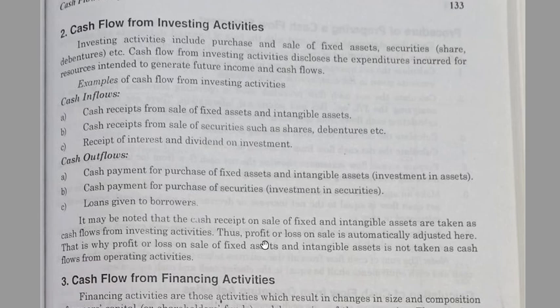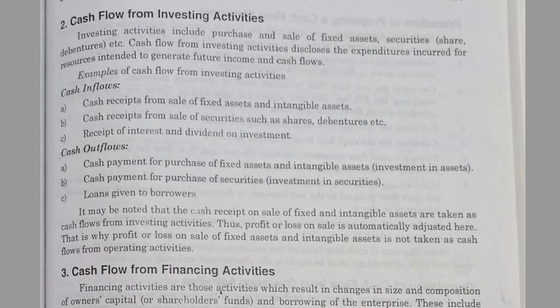Now moving on to your investing activities. Investing activities basically include purchase and sale of fixed assets, securities, etc. Cash flow from investing activity discloses expenditure incurred for resources intended to generate future income and cash flows. So basically this activity is concerned with your fixed assets, securities, or your long term borrowings, which are basically used to generate cash flow in the future.